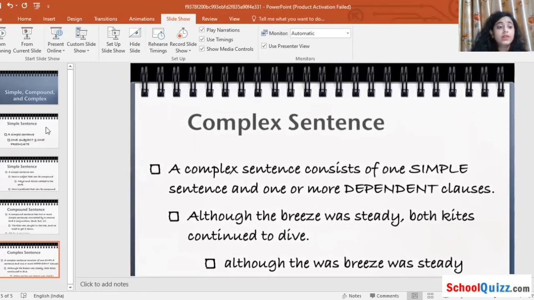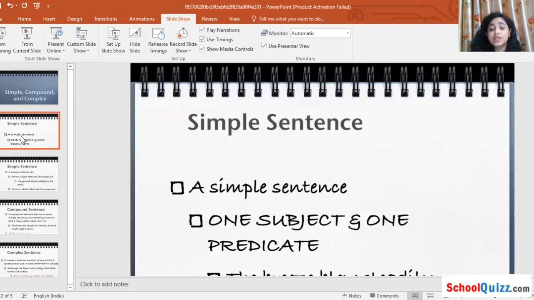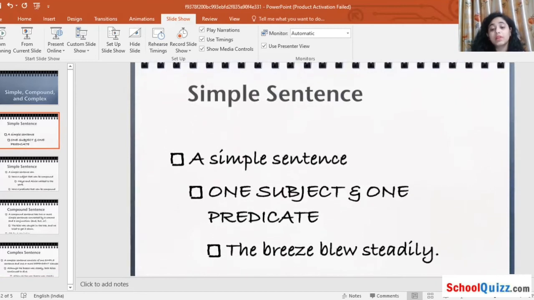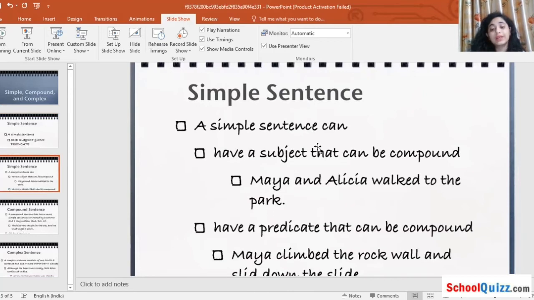Okay. Now we'll study once again what we have done. Basically, there are three types of statements written in sentence format: simple, compound, and complex sentences. Simple sentence: a simple sentence contains one subject and one predicate. Example: the breeze blew steadily.